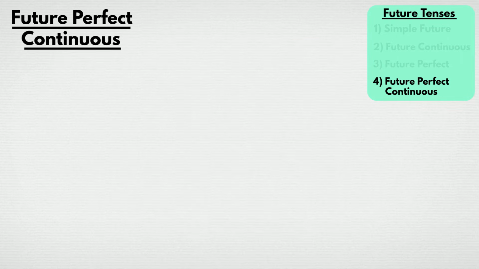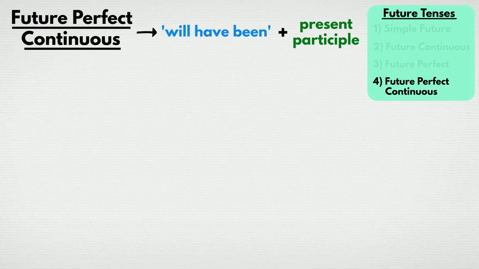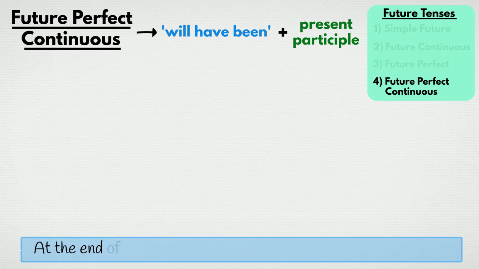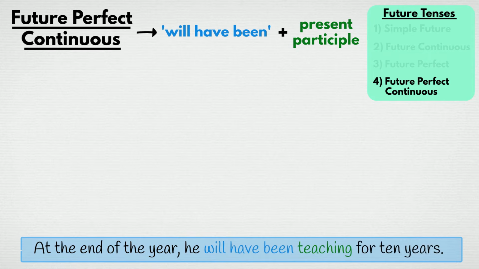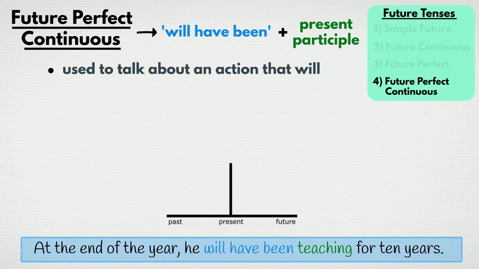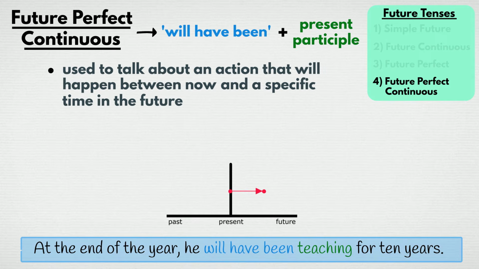Future perfect continuous is formed using the phrase will have been, followed by the present participle of a verb. Here is an example. At the end of the year, he will have been teaching for 10 years. Future perfect continuous is used to talk about actions that will happen between now and a specific time in the future. This is like future perfect tense.